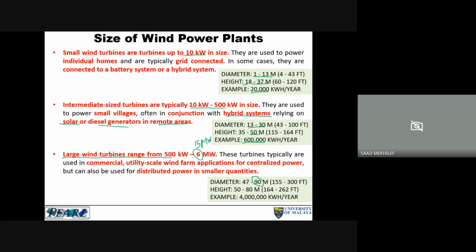But for microgrids, usually we go with either small or intermediate, because these are utility-scale wind turbines, like a big power plant. But a combination of a few, for example, 10 kilowatt, or a combination of a few 15 or 20 kilowatt turbines, can form small systems.